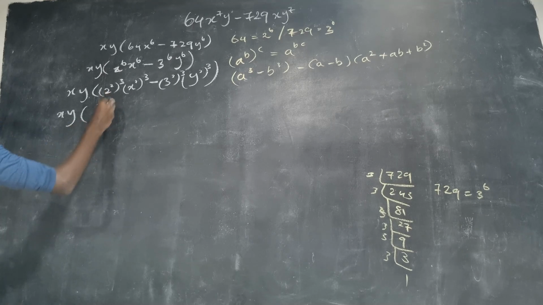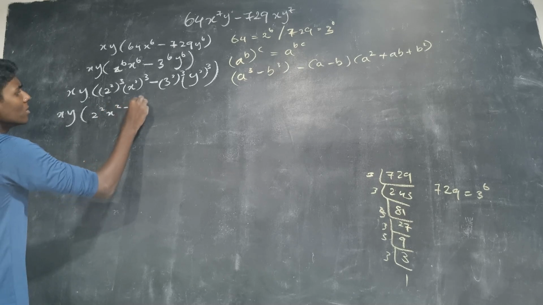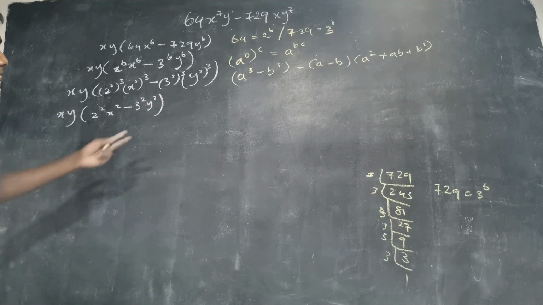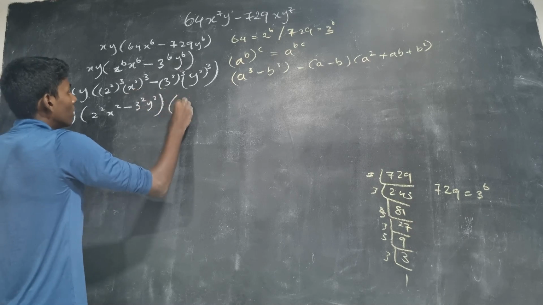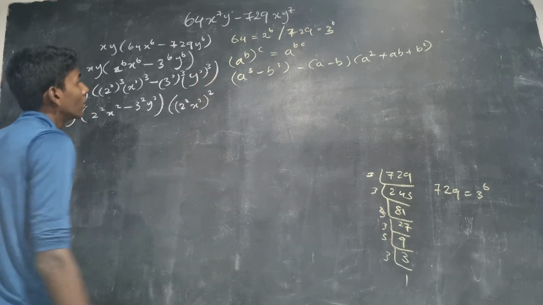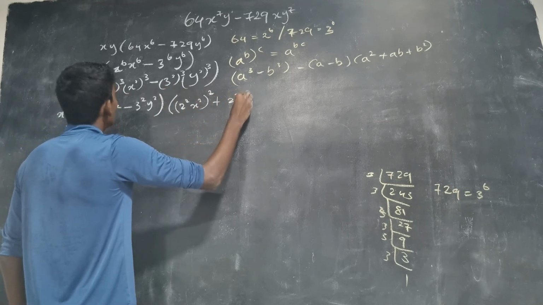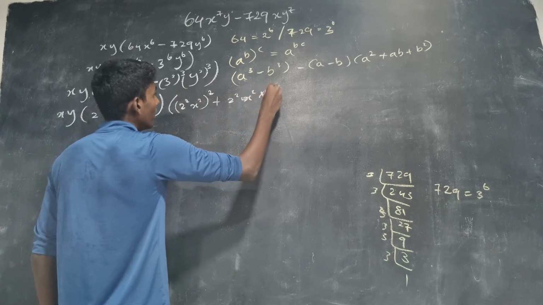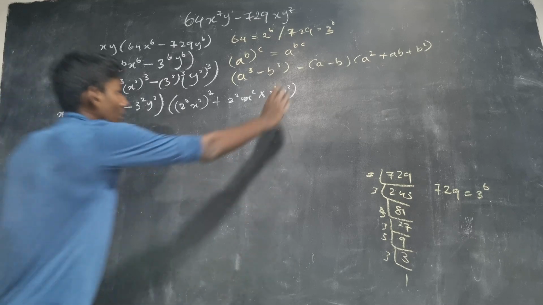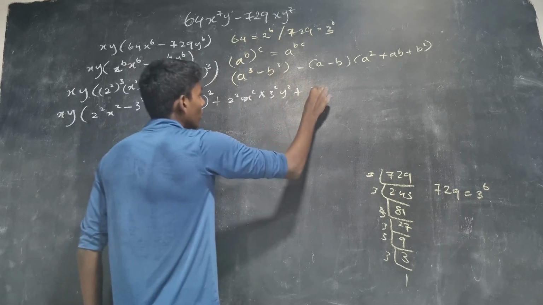So a minus b we can write as 2 to the power of 2 x to the power of 2 minus 3 to the power of 2 y to the power of 2, and also the other bracket: 2 to the power of 2 x to the power of 2, plus a multiplied by b, 2 to the power of 2 x to the power of 2 multiplied by 3 to the power of 2 y to the power of 2, sorry, and plus b to the power of 2, like this.